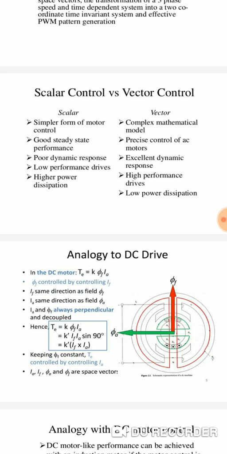Scalar control is applicable for low performance drives, whereas vector control is used for high performance drives. In scalar control there is high power dissipation, whereas here it is low power dissipation. Since the power dissipation is low in vector control, the overall efficiency of the machine will be high in the case of vector control. So in industries, mostly they go for vector control. In the case of low performance types, they will go for scalar control, but for precise control they go for vector control. But the cost for the implementation of vector control is high when compared to scalar control.